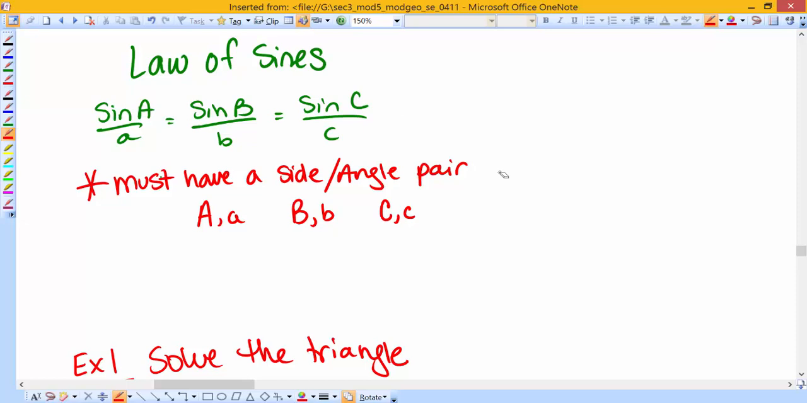It is super important to make sure that when you are deciding if you can use the law of sines, you must have a side angle pair given. Meaning, if you are given angle A and that's what you want to use, you must know side A. If you know angle B, you must know side B. If you know angle C, you must know side C. You have to have one of these parts of your fraction completely filled in. So if you're going to use sine of A to find B, then you must know the side length of A. You have to have a pair.